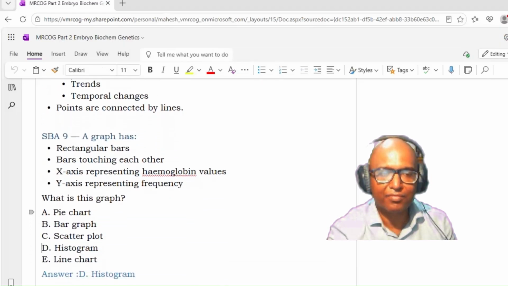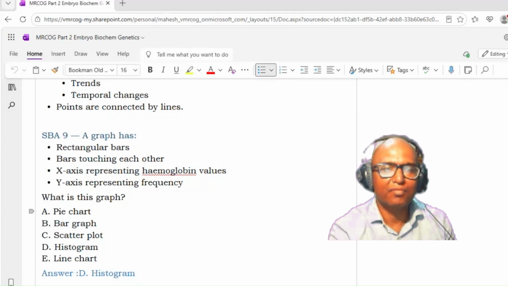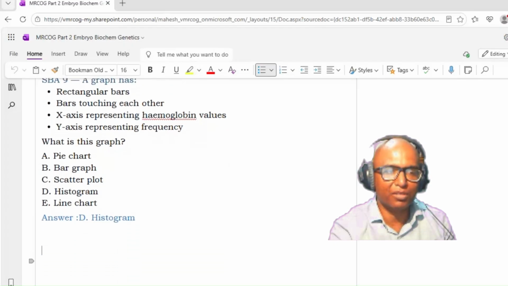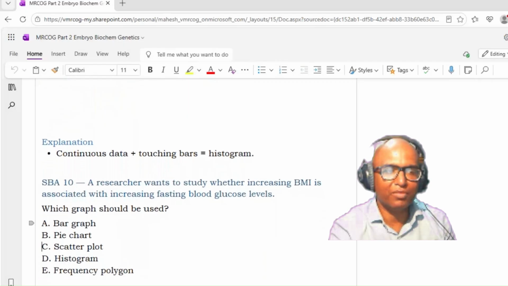Next. A graph has rectangular bars touching each other. X-axis representing hemoglobin values, y-axis representing frequency. What is this graph? Pie chart, bar graph, scatter plot, histogram, line chart. So, histogram as it is continuous. Yes, it is continuous and bars are touching each other. Continuous data, touching bars, that is the histogram. Next.